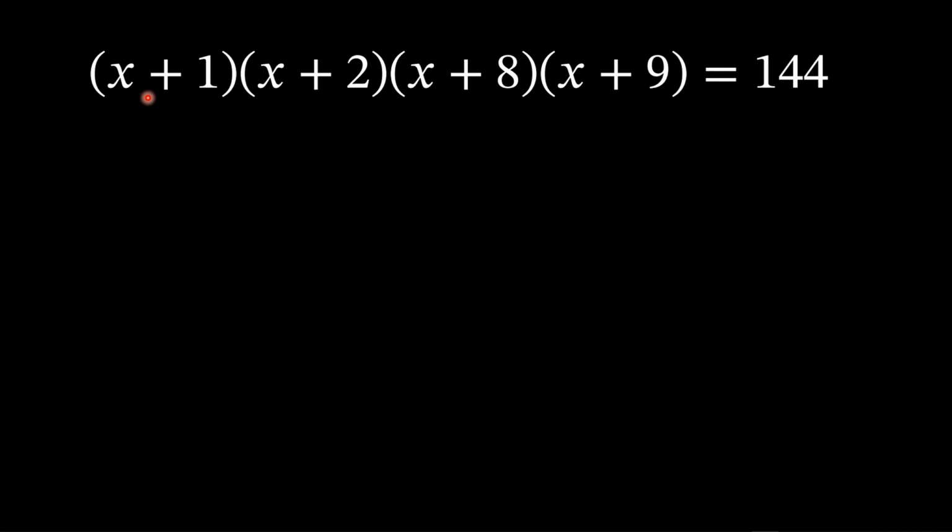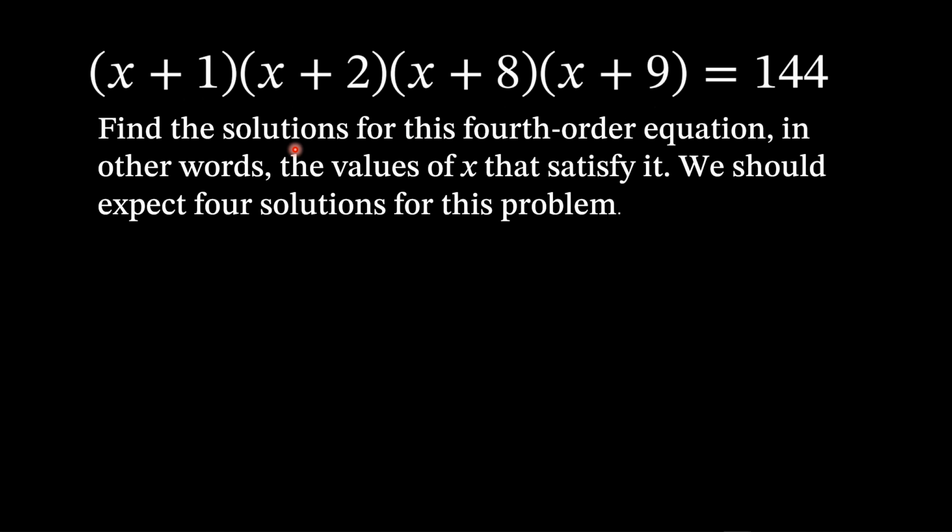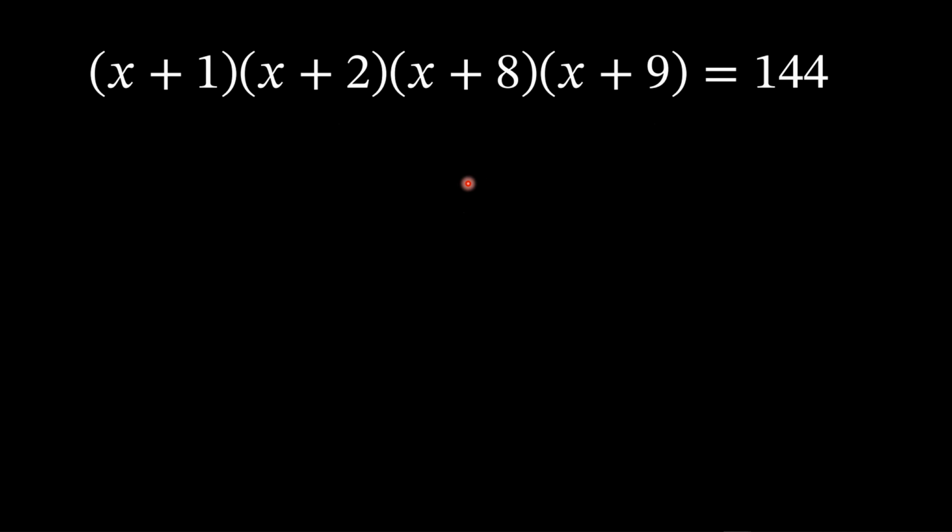On the screen, we have this fourth-order polynomial: x plus 1, multiplied by x plus 2, multiplied by x plus 8, multiplied by x plus 9, equals 144. We need to find the solutions for this fourth-order equation, in other words, the values of x that satisfy it. We should expect 4 solutions for this problem.